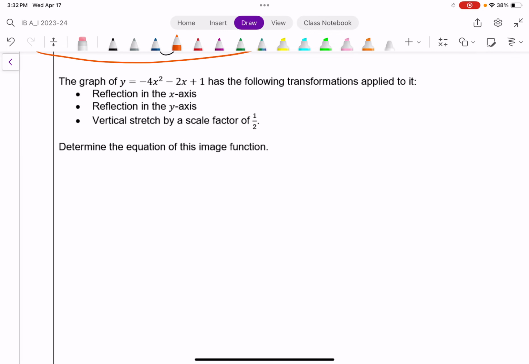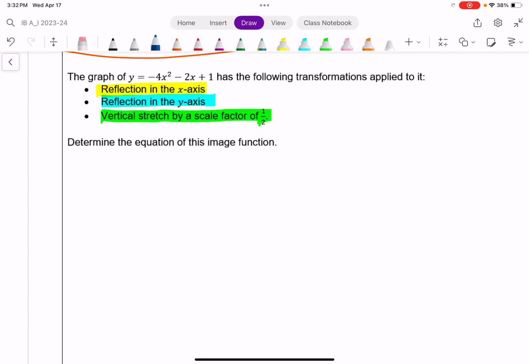All right. Lastly, I have a quadratic function with these transformations applied to it. I want to find the equation of the image function, the equation of the function after it's been transformed. And so let's think of what these mean. I have a reflection in the x-axis, a reflection in the y-axis, and a vertical stretch by a scale factor of a half.